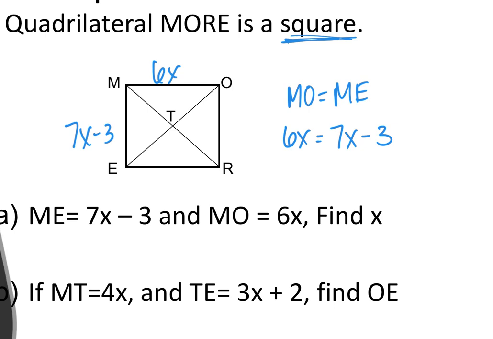You subtract 7x from both sides. Yup. Subtract 7x, subtract 7x. We're going to get negative x equals negative 3. And divide by negative 1, negative 1. And you get x equals positive 3.